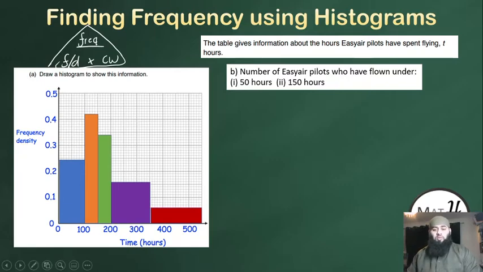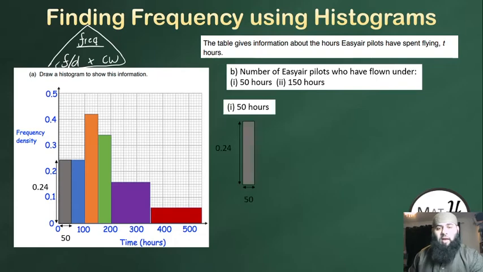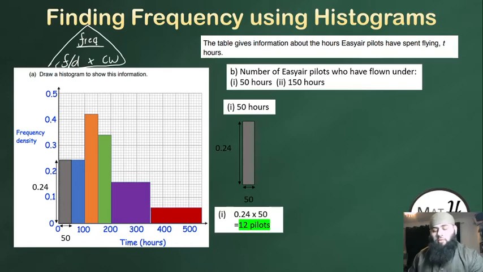So saying specifically for 50 hours, what we have to do is find where 50 hours is on the x-axis, and work out how much of the bar is covered in terms of area. So we have to find the area of this space shown over here. We know the height is 0.24 and the length is 50, and we just have to multiply the two numbers: 0.24 times 50 gives us 12 pilots. So that means there are 12 pilots that flew under 50 hours.